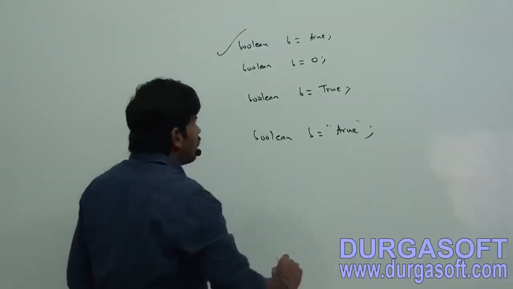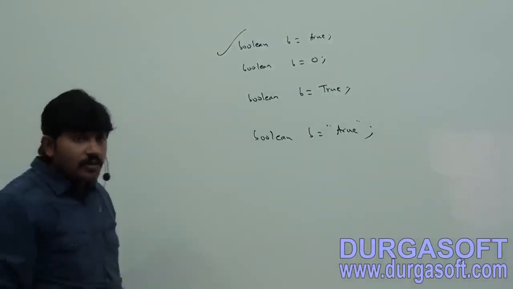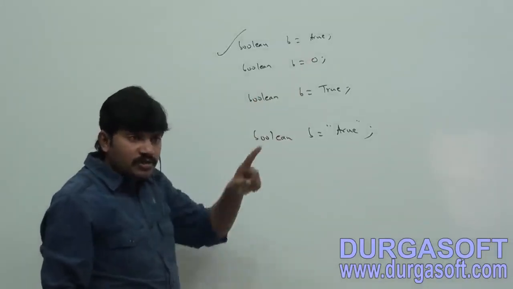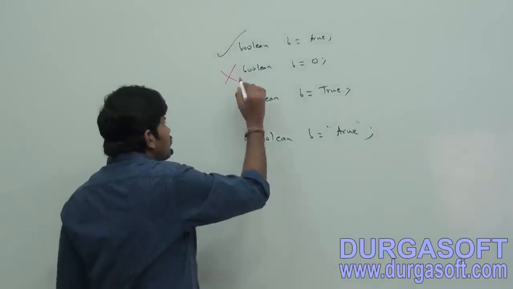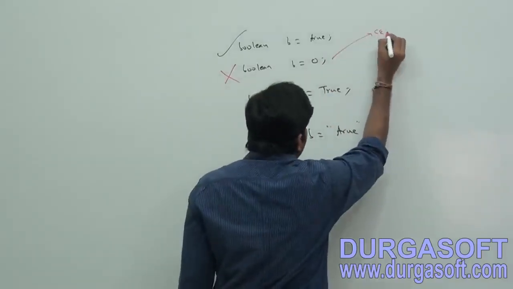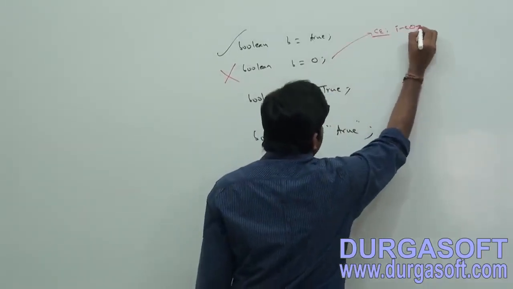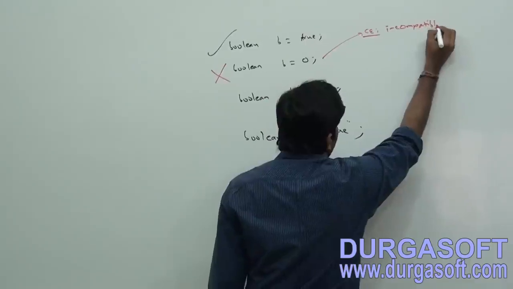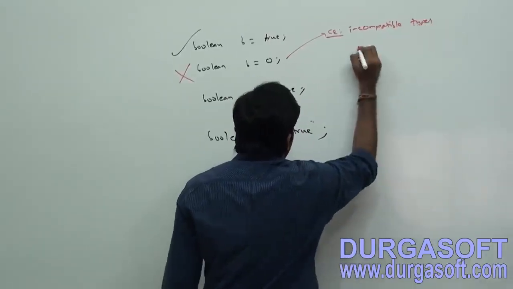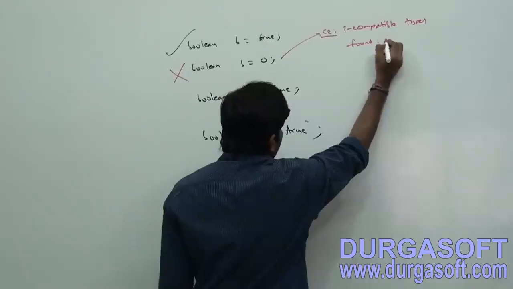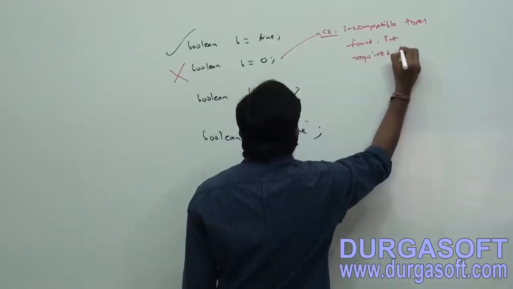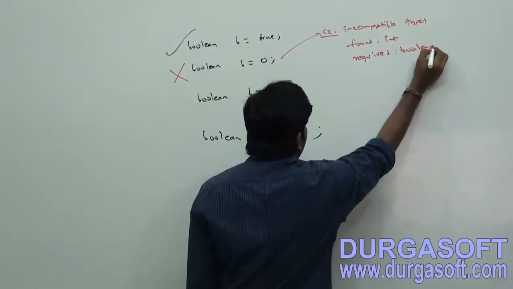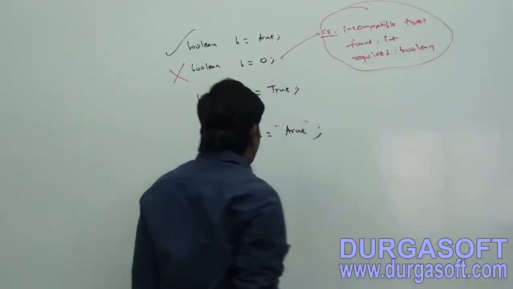Can you tell, second one, valid or invalid? Invalid. In some languages 0 means false and 1 means true, but such a convention is not applicable for Java. Can you spell out the compile time error? Incompatible types: found int, required boolean. That is the compile time error, right?